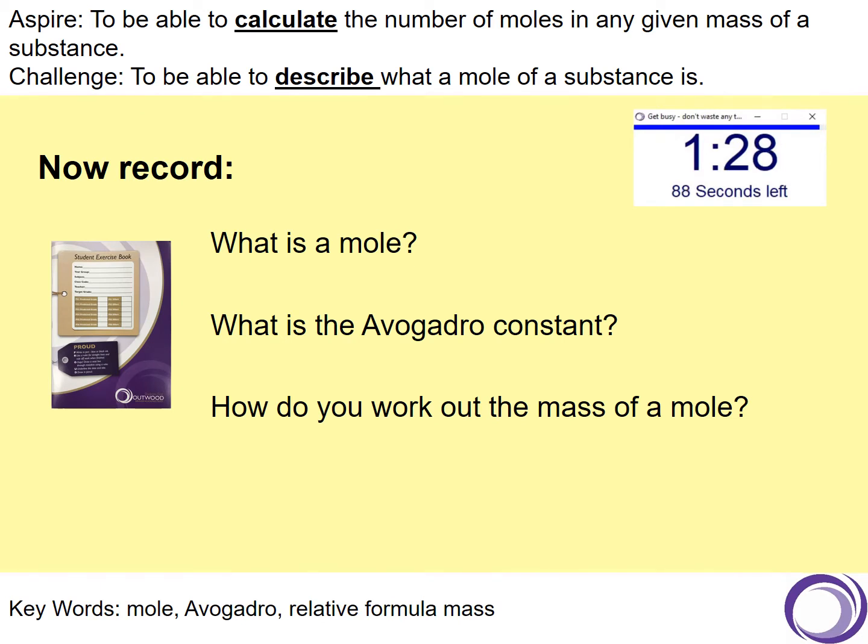So you have got 1 minute 30 seconds, in your exercise book or on your paper, please record what a mole is, what Avogadro's constant is, and how you work out the mass of 1 mole.